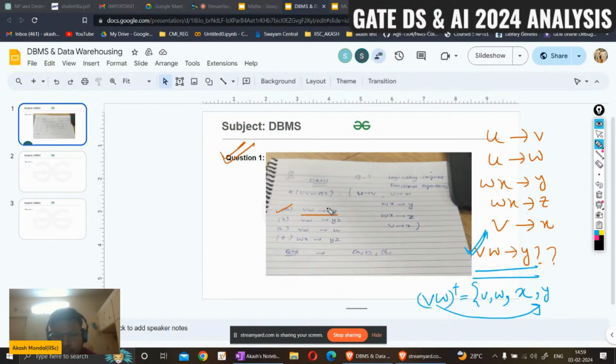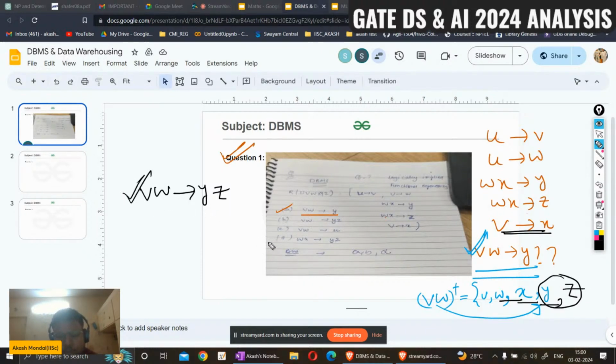Now next, let's take the next functional dependency, which is VW to YZ. Again, from VW you can derive V, from VW you can derive W, and from VW you can derive X, because you can derive V to X, and also you can derive Y from WX. Now from WX also you can derive Z. So from VW you can derive YZ. So this one is also correct.